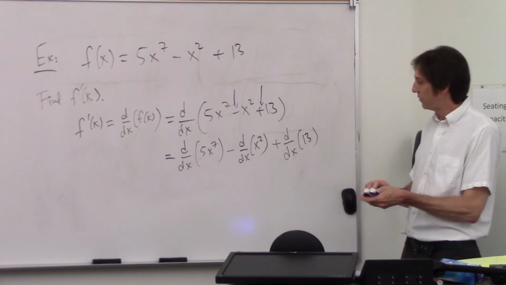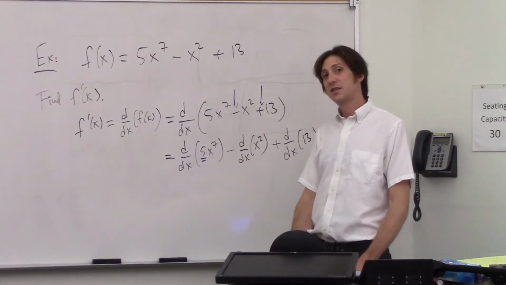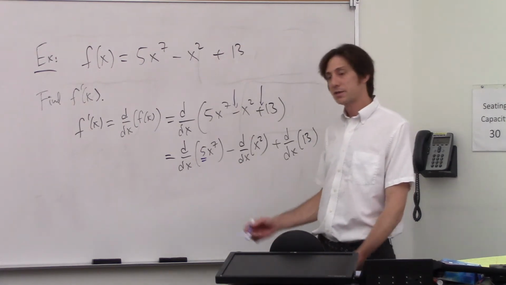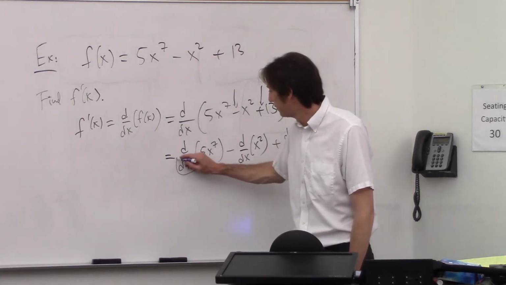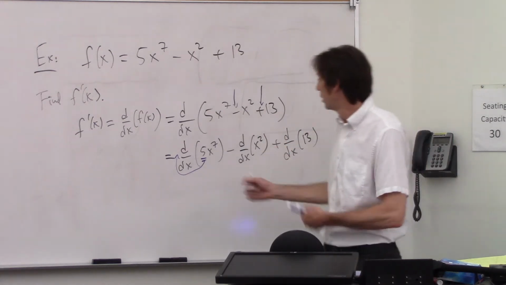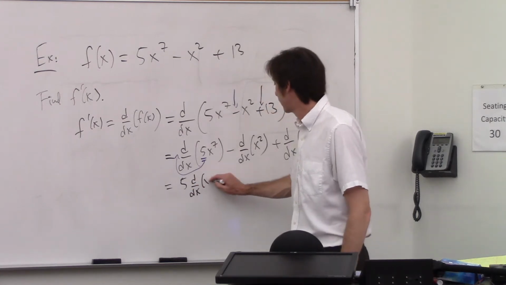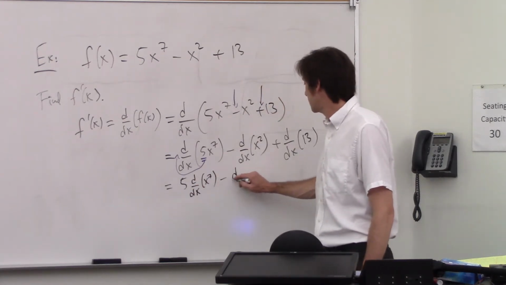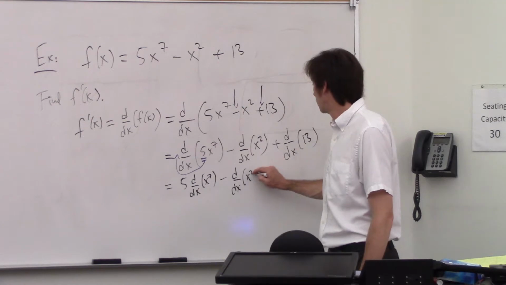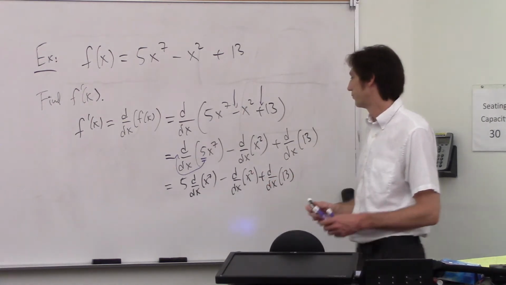How else can we simplify this? Well, in the first term, the 5 is a constant multiple. Our constant multiple rule tells us that the 5 comes outside. It can factor out of the derivative. And so this turns into 5 times d dx of x to the 7 minus d dx of x squared plus d dx of 13.